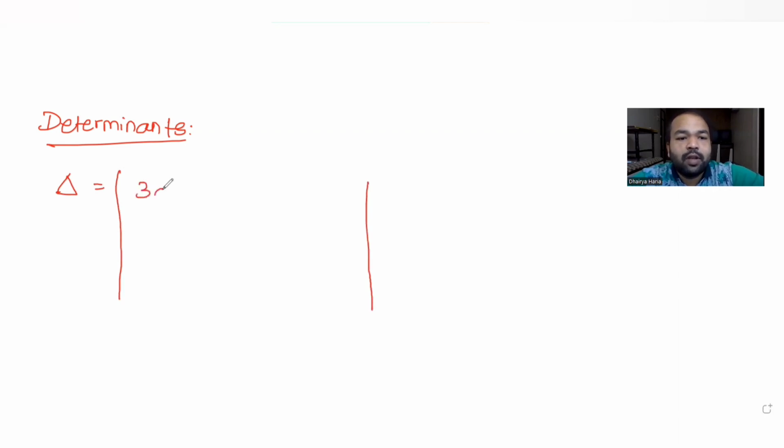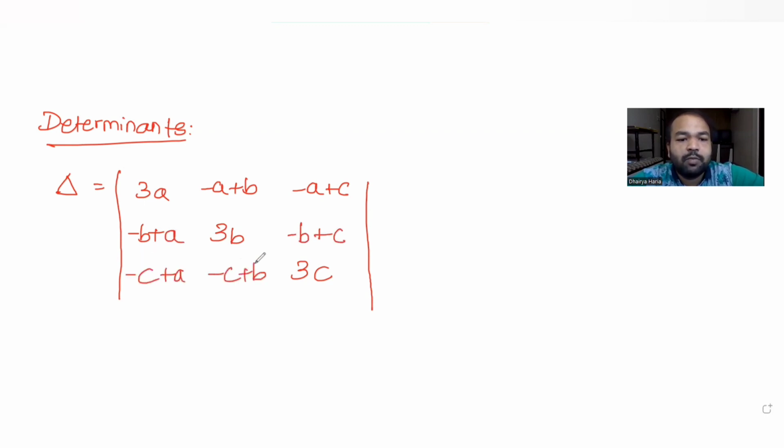Let's see today's question. Today's question is from the topic of determinants. In this question, we have been given a determinant with first row 3a, 3b and 3c, then minus a plus b, minus a plus c, minus b plus a, and minus b plus c, minus c plus a, and minus c plus b. So this is the determinant given to us.